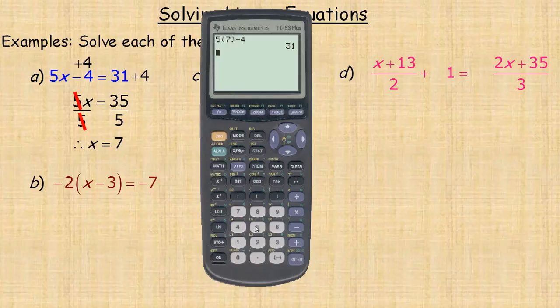You see, if you made a mistake, and let's say you thought the answer was negative 2, for example, if I put negative 2 in there and then minus 4, it doesn't work out to the 31 over here. So 7 is the only number that makes it equal to 31, and that's why 7 is the only answer.